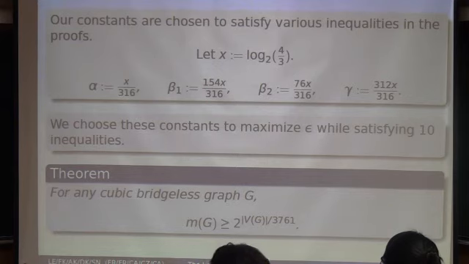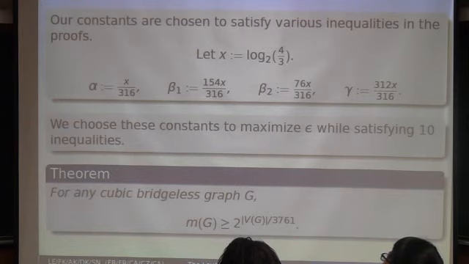So the nuts and bolts, I'm just going to mention this really quickly. We choose a bunch of constants so that everything works out. And they tend to be a big mess, and we multiply them all together, and that's where we end up with 1/4000. So this is the theorem that we get. Any cubic bridgeless graph has at least 2^(n/3761) perfect matchings.